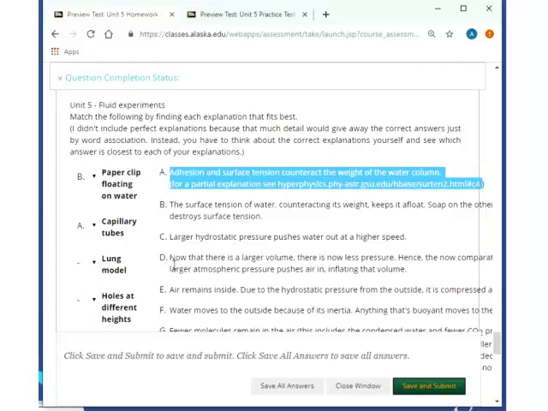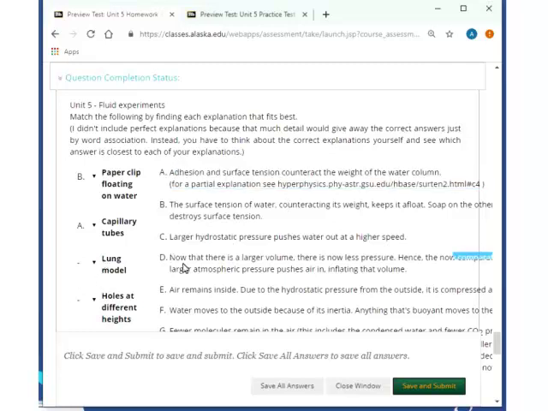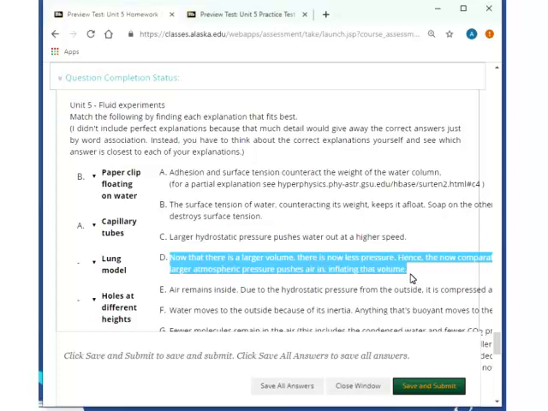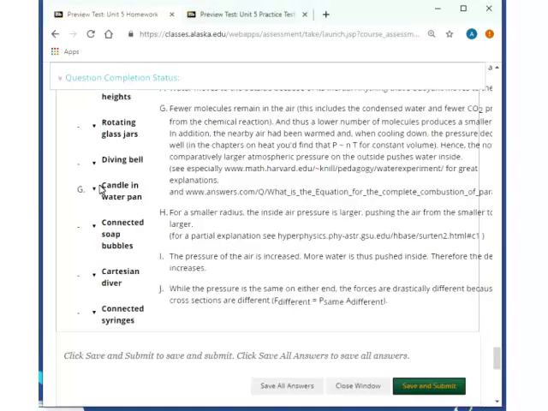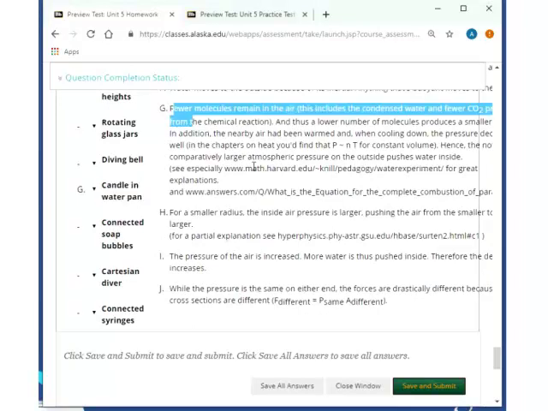The lung model. Now that there is a larger volume in lungs, there is now less pressure. Hence, the now comparably larger pressure pushes air in, inflating that volume. Holes at different levels, larger hydrostatic pressure pushes water out at higher speed. There you go. So as I said, kind of flip there. Until you get to this one here, candle in a water pan, that actually is this one here. Fuel molecules remain in the air and so on and so on. You can read through this yourself.